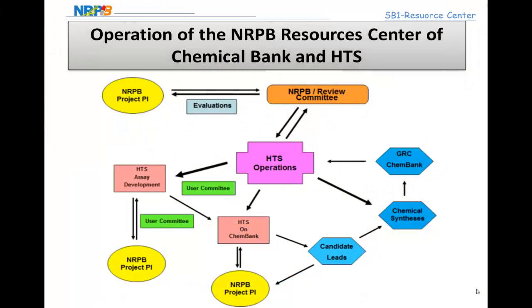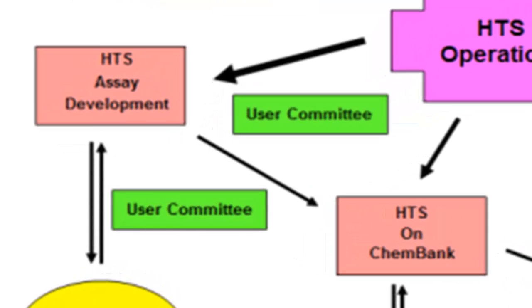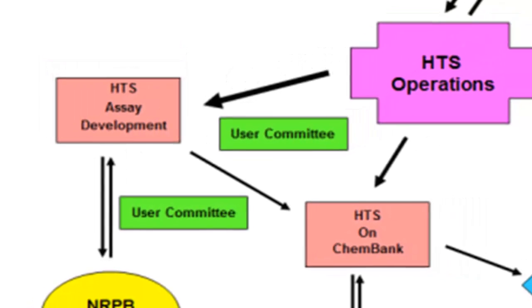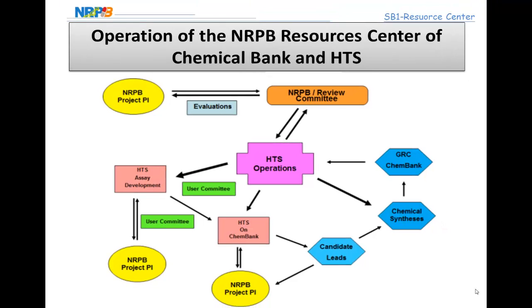This chart illustrates the organization of our operation in the service-related and the R&D jobs. As I said earlier, our resource center is supported by the NRPB and NRPD also provides guidance for our operation. The high throughput screening operations, including the assay development, the high throughput screening, and the compound library maintenance, are all under the supervision of user committees. If we have to make any major change to our operation, we have to get approval from the user committee members.